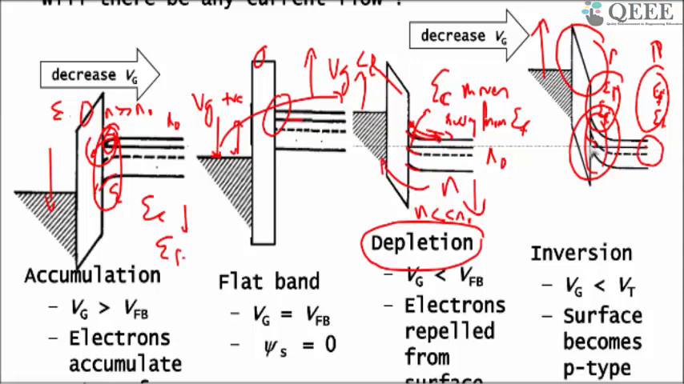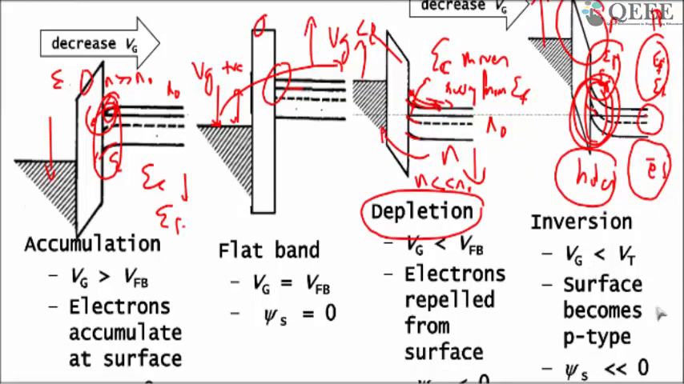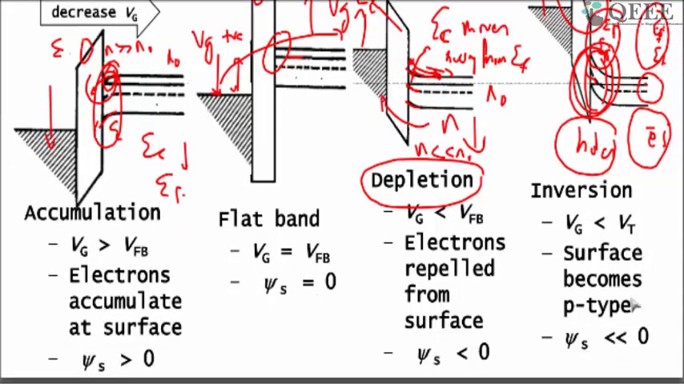That means you are changing the surface profile from an electron rich material to a hole rich material. At the surface you have a lot of holes here, and electrons here. This condition we call inversion. It is as if you are trying to invert an electron rich material to a hole rich surface. So the surface becomes P-type.